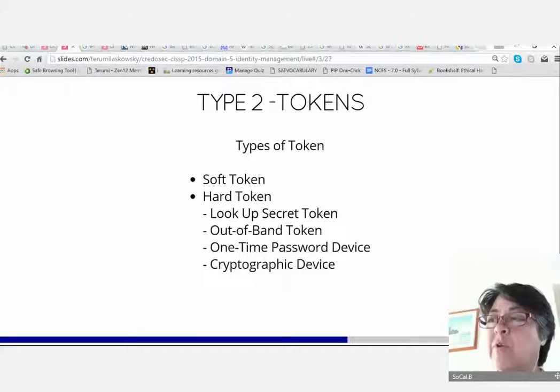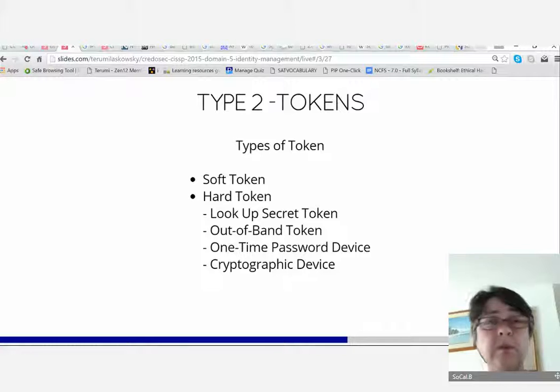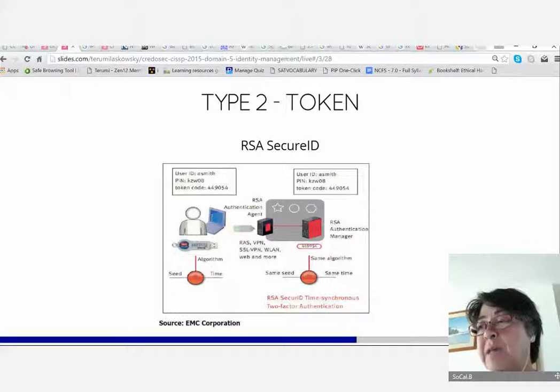Types of tokens: soft tokens, hard tokens. Your book does go into detail on these, about the types of secrets and how they work. Something like an out-of-band token would be somebody calling you or sending you an SMS message. So that would be out-of-band. One-time password devices, right? RSA SecurID, that will be a device. Cryptographic devices, so please look that up in the book. Okay. I do have a SecurID example.